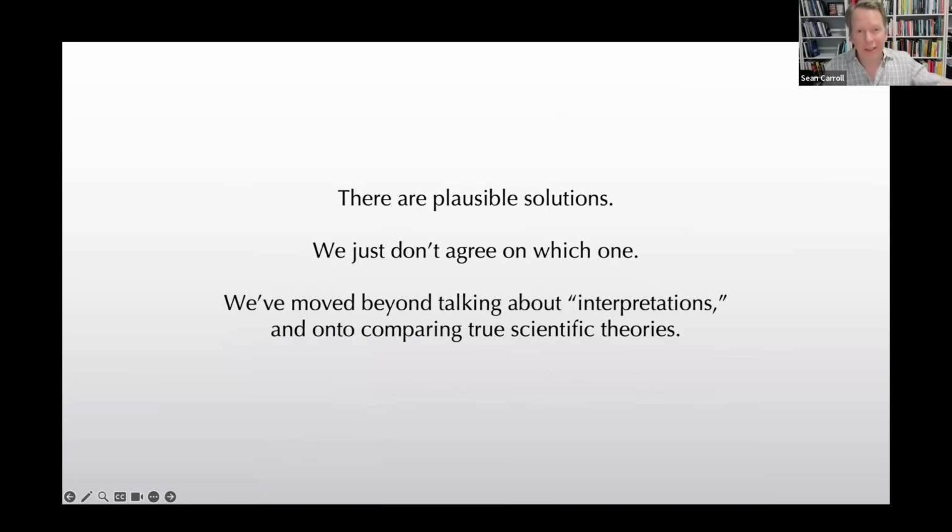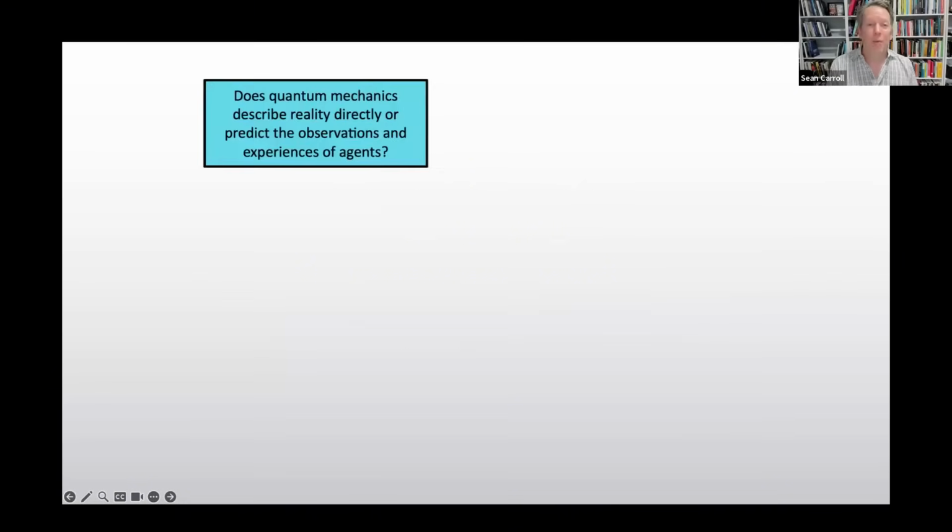So back in the bad old days of early quantum mechanics, we would have talked about competing interpretations of quantum mechanics, and sometimes people still talk that way. But it's not exactly right. These days, we actually have legitimately distinct scientific theories, some of which even are experimentally testable. So let me tell you what some of those are. We're going to focus in on one, but I'll give you the broad roadmap here first. So you can think of it as a flow chart, right? You can first ask yourself, does quantum mechanics describe reality directly, or is it only about making predictions for observations?